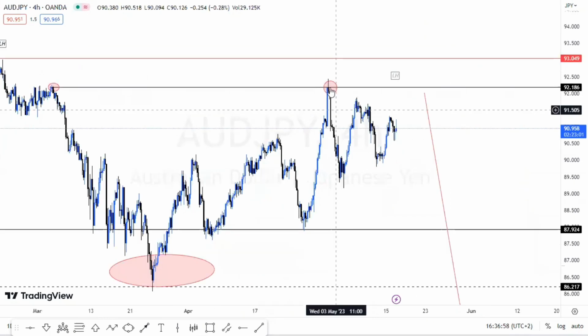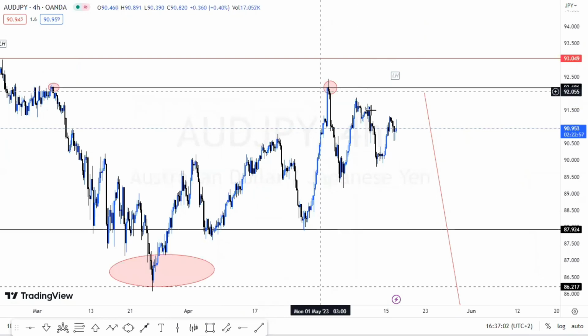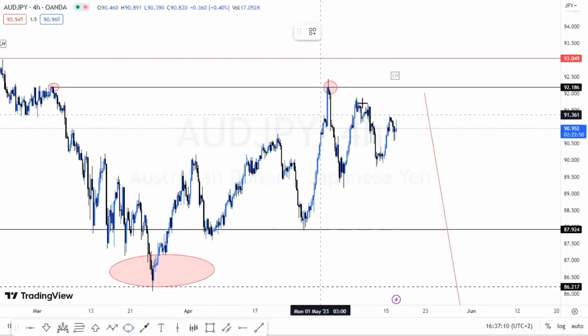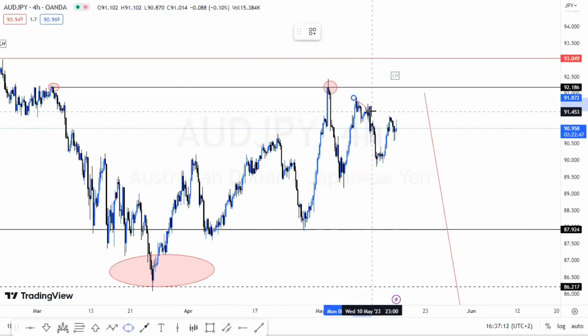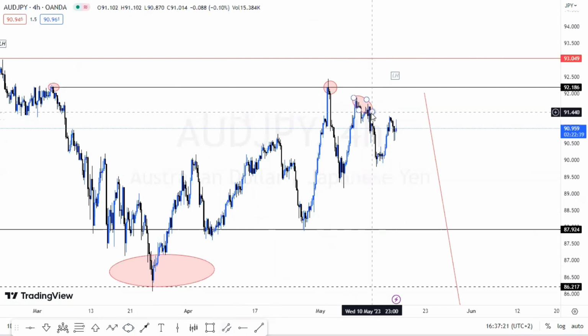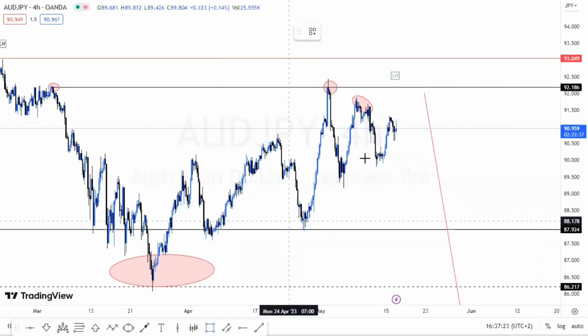This was the highest high recently. This high failed to break this high. This one failed to break this one. This one failed to break this one. Let me show you. So this high failed to break this one right here, and then this one failed to break this one.